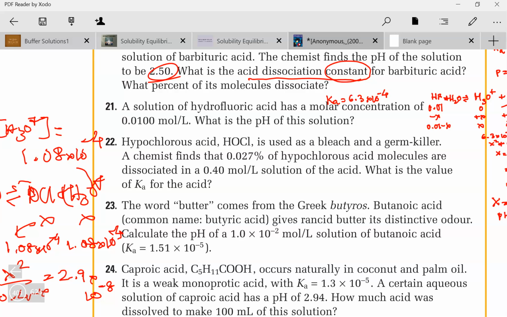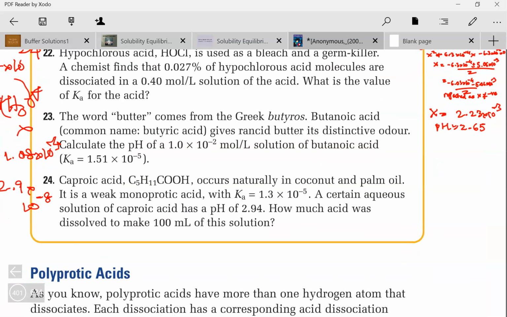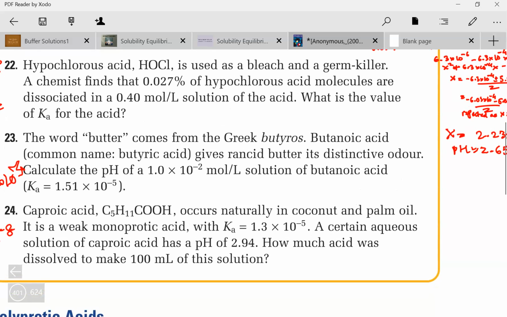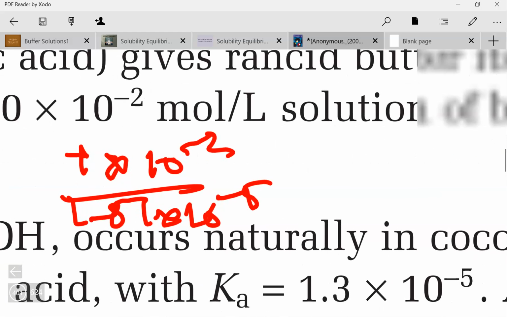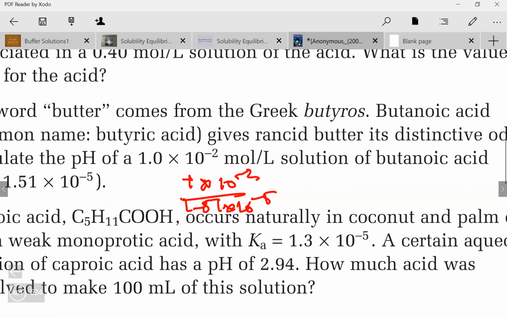What is this? Oh, this was 22. We have to do 23 and 24. Okay, we're gonna hurry this up. So I'm gonna do initial concentration divided by Ka. That was horrible writing, but hopefully you can see that is initial concentration divided by Ka.